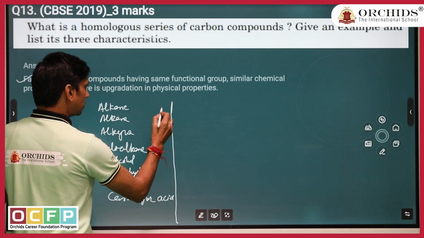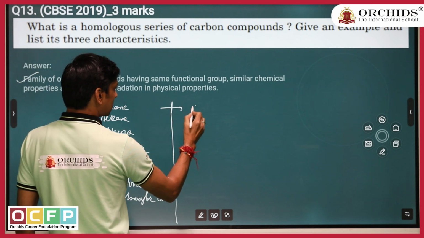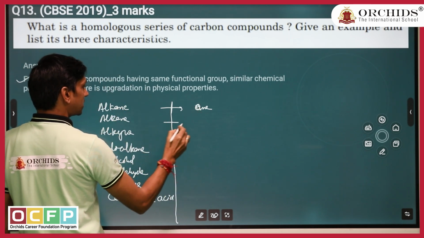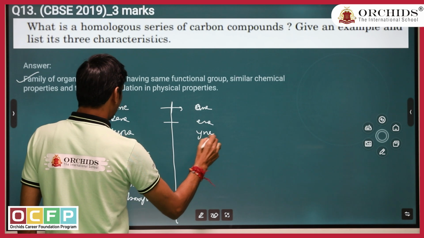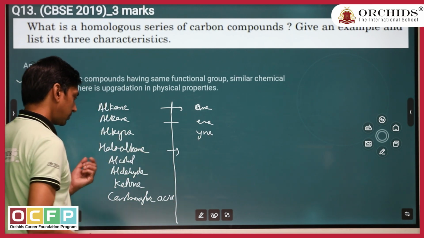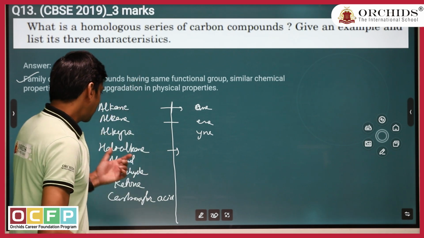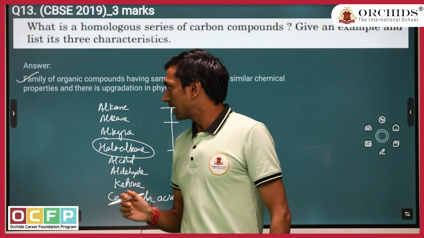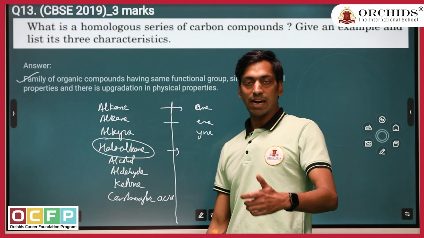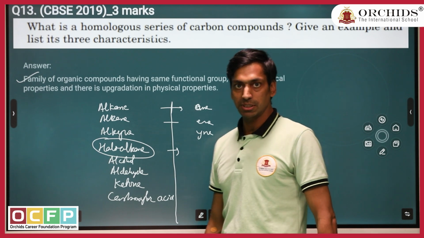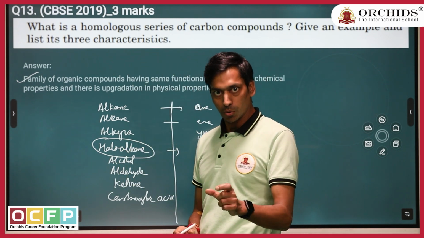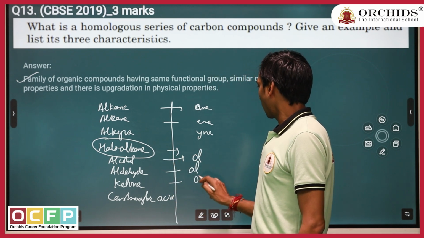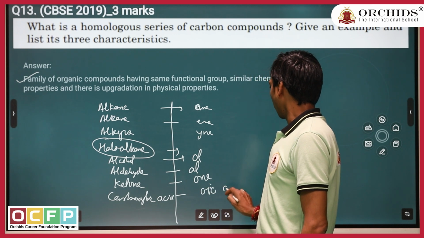As we have written the series, we will also write the suffix. What is the suffix for each? Alkane suffix is ane, alkene is ene, alkyne is yne. Haloalkane is the same, but you have to add chloro, fluoro, bromo, and in this case it acts as a prefix. In the others we add a suffix, but in the haloalkane series it is added as a prefix. For example, if chlorine is attached to methane, we call it chloromethane. The word chloro comes first, as a prefix. Alcohol has ol, aldehyde has al, ketone has one, carboxylic acid has oic acid.